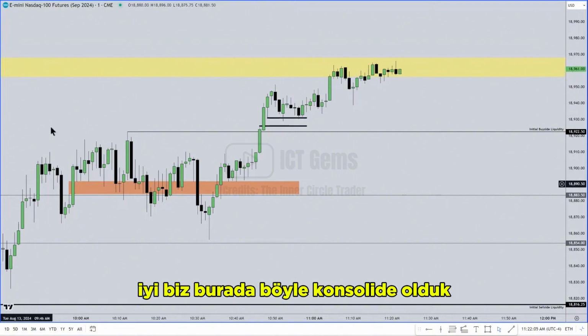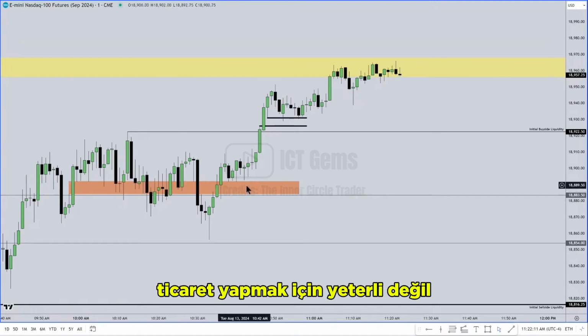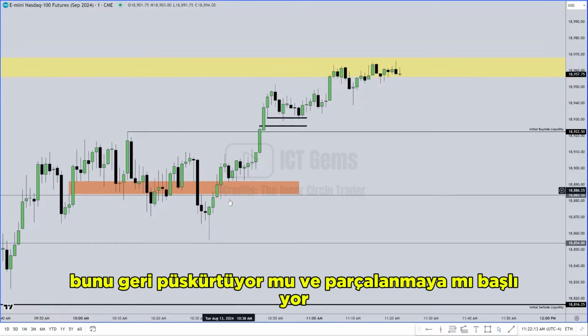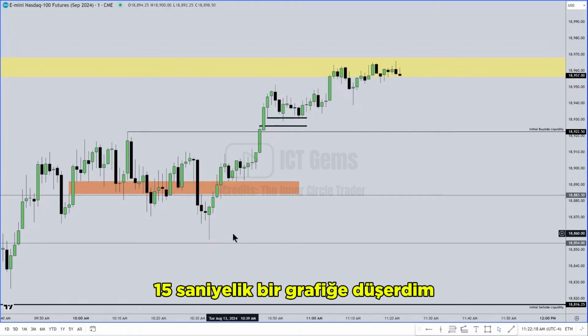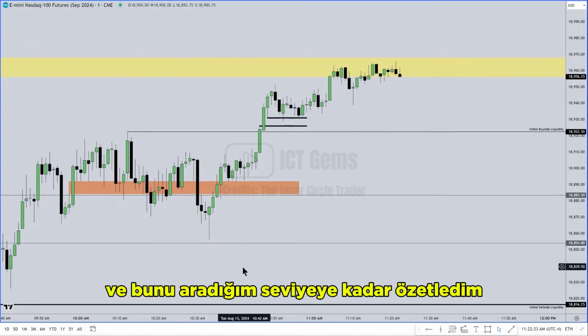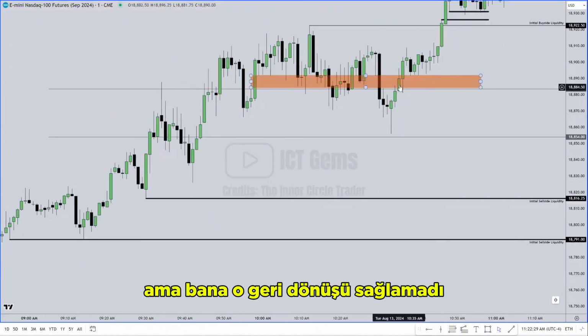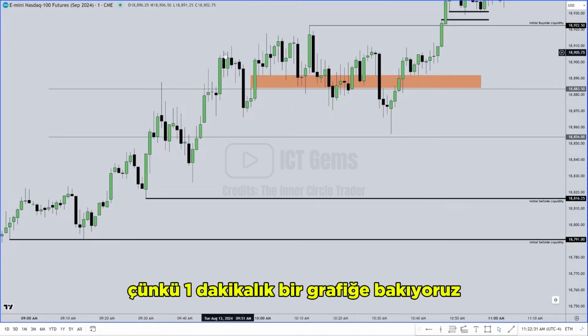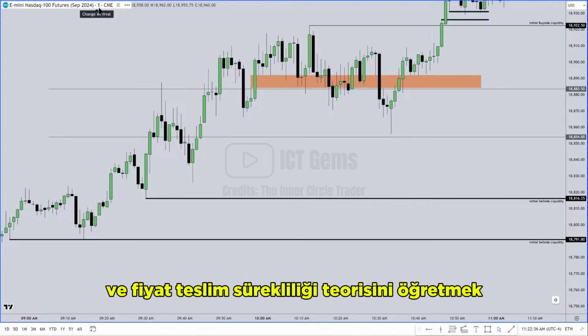Well, we've consolidated like this here, and my attention was around this level here. Not enough to take a trade, but I wanted to see, does it repel this and start to break down? If it would have started to break down, I would have dropped down into a 15-second chart, used the fair value gap, and outlined that down into the level I was looking for over here and then here. But it didn't give me that retrace back to it and break down because we're looking at it on a 1-minute chart.